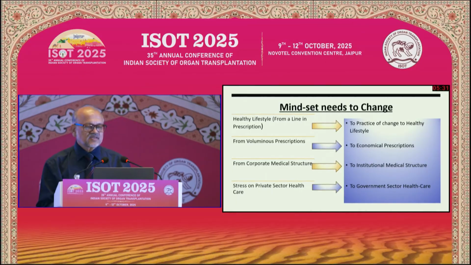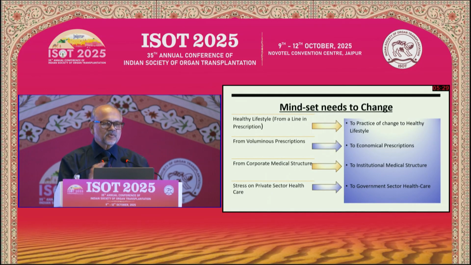Then the mindset needs to change from a line in the prescription, healthy lifestyle, to the practice of change to that healthy lifestyle. It's very easy to write that line, healthy lifestyle to be followed. What is that healthy lifestyle? I'll be discussing some of the points. From voluminous prescriptions to economical prescriptions. If I analyze prescriptions today, at least 50% of the drugs are not required. Why they are written, the person who writes it knows, or the industry knows.